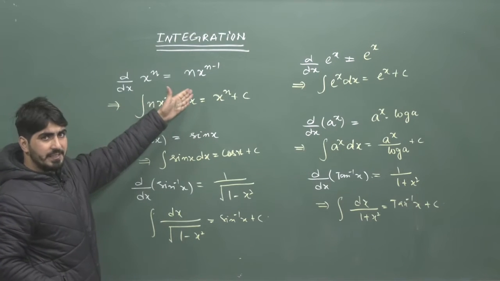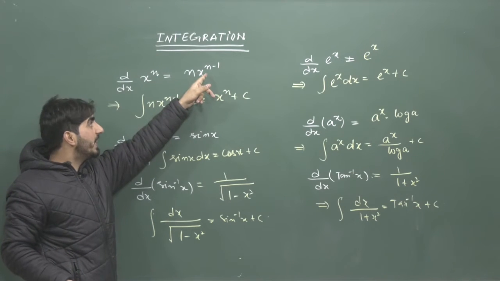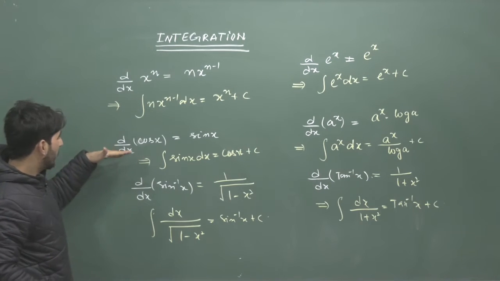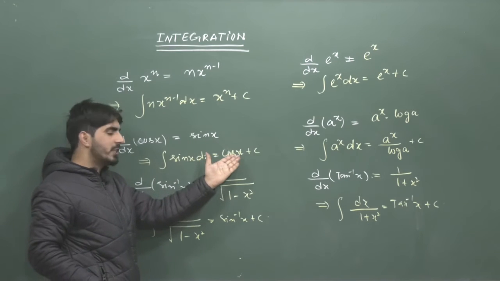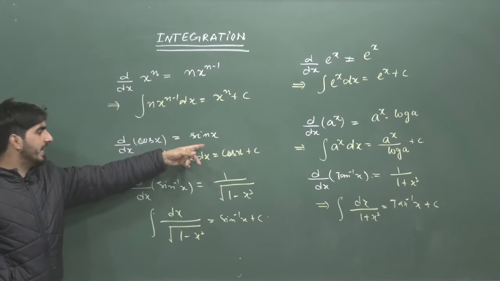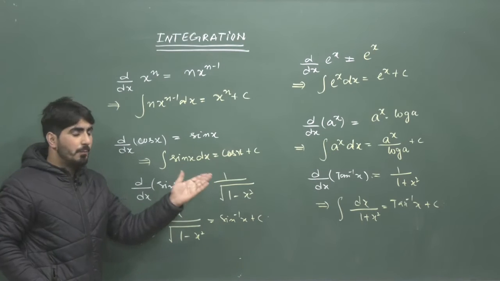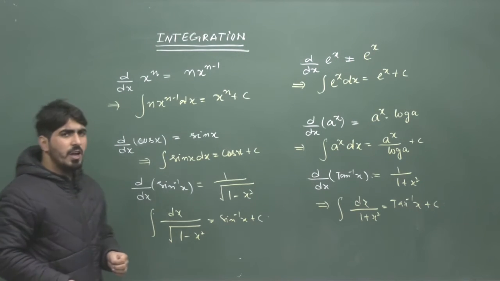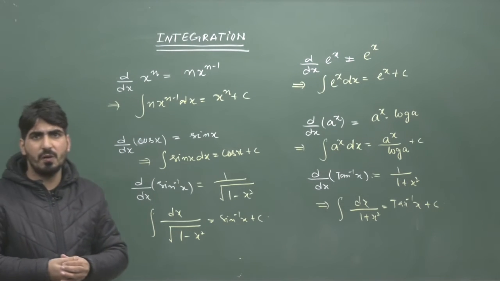because differentiation of x power n is nx power n minus 1. If we integrate this function, we will get x raised to power n. Here, as we know, the differentiation of cos x is sin x. So if we integrate sin x with respect to x, we will get cos x plus integral constant c. From these functions, we learn here that integration is the reverse process of differentiation.